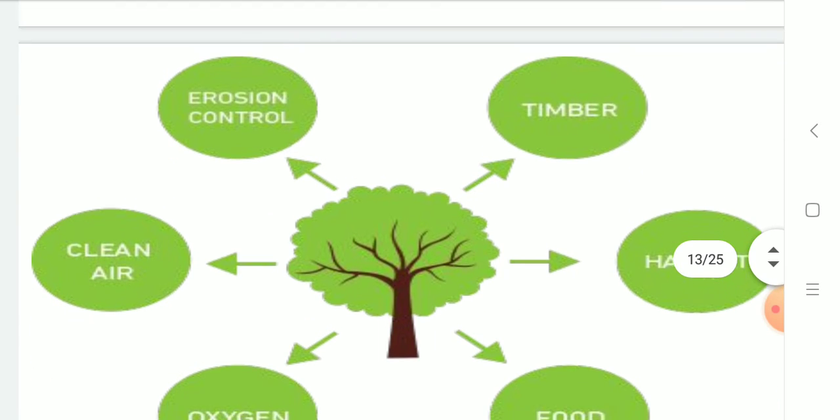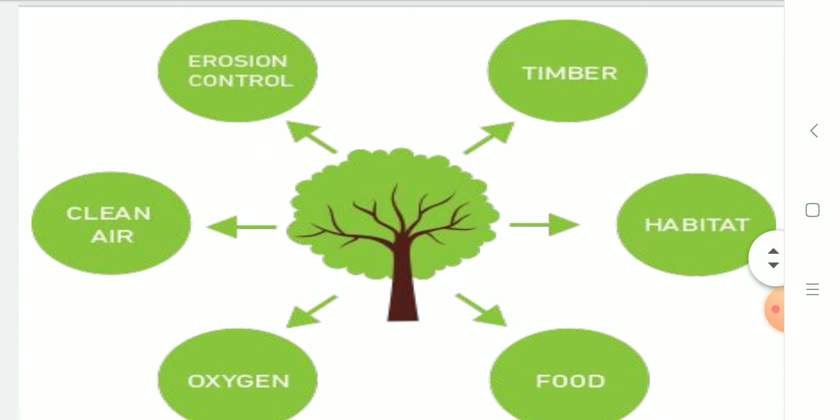This is a diagrammatic representation of forests, how they help us by controlling erosion, providing us timber, providing habitat for various animals, providing food for animals as well as human beings, providing us clean air and oxygen.